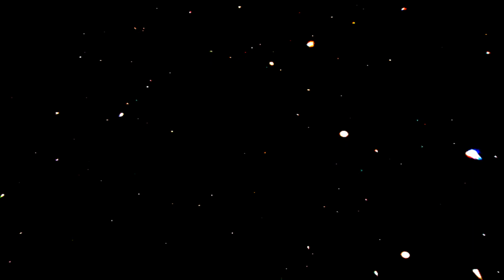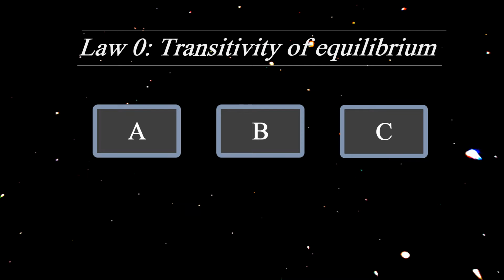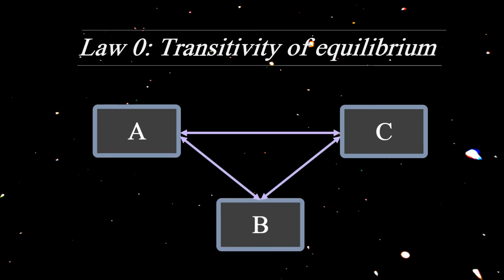Let's start with them. The third law. It tells us that if a system B is in thermal equilibrium with a system A and a system C, then A and C are also in equilibrium. And what is the indicator of this thermal equilibrium? Equal temperature. As easy as that.